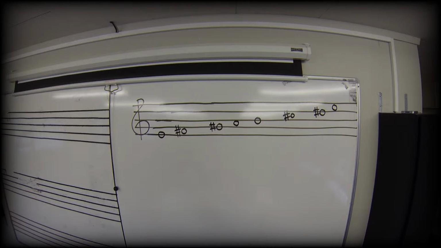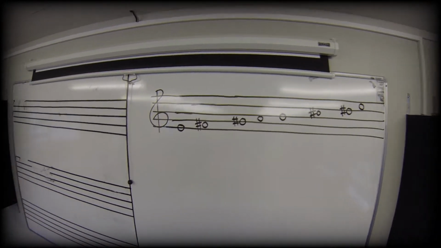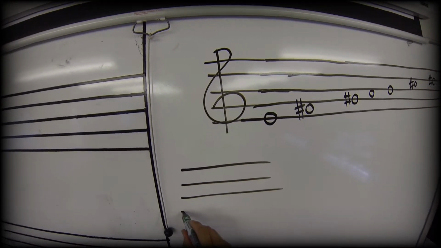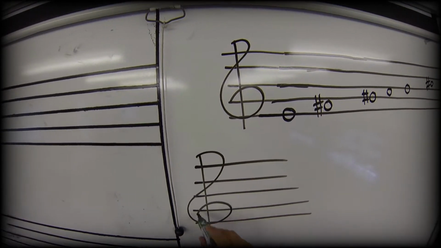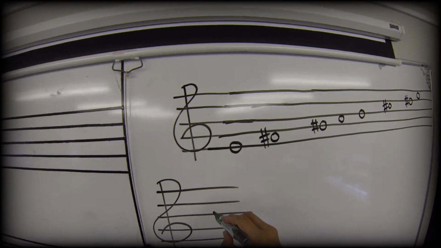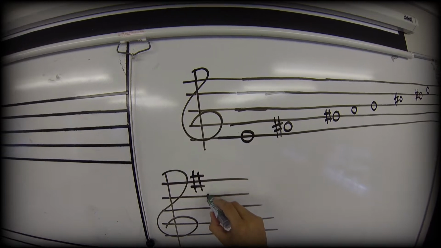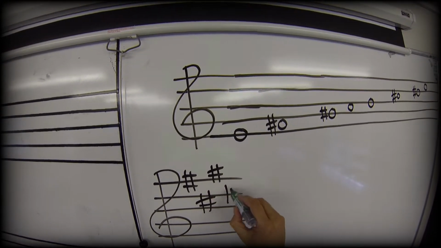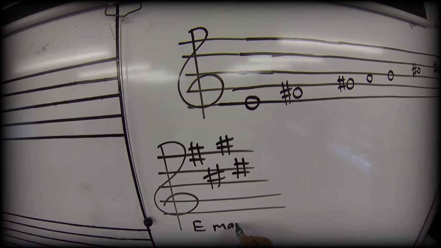Now, just below our scale, let's group those 4 sharps that we've used into a key signature. So I'll just draw a little stave here. And I need to write those 4 sharps, but I need to write them in the set order for a key signature. So the F sharp comes first, then the C sharp, then the G sharp, and then the D sharp. And that is the key signature of E major.